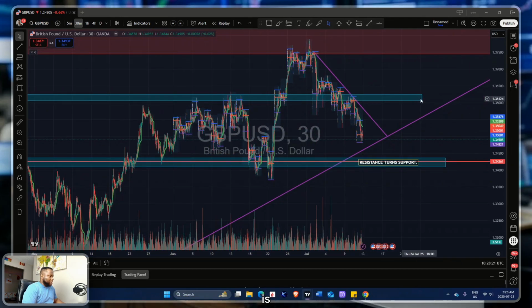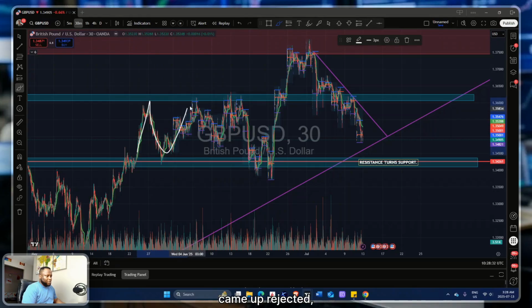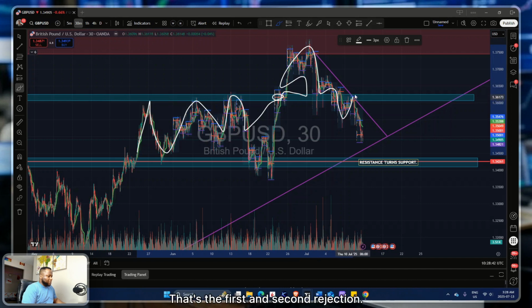Also, the pound USD has support here and resistance here. Basically the same thing. Price came up, rejected, came up, rejected, came up, rejected. Even though price shot above it, it still fell down from here. It fell, came here, rejected. That's the first and second rejection. This is why we had a downtrend coming up, right?